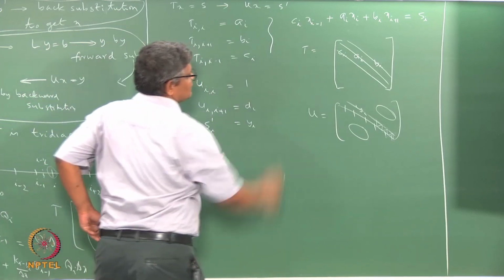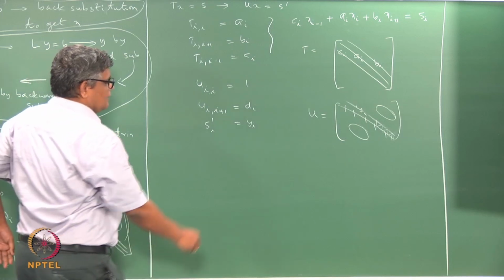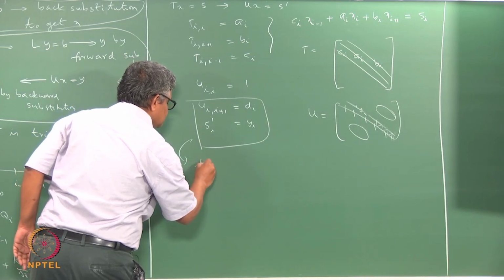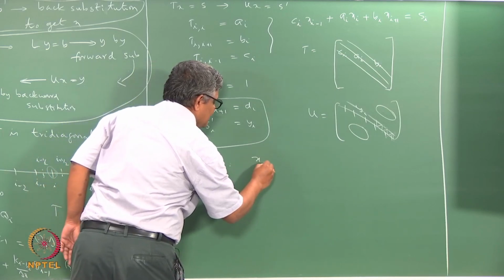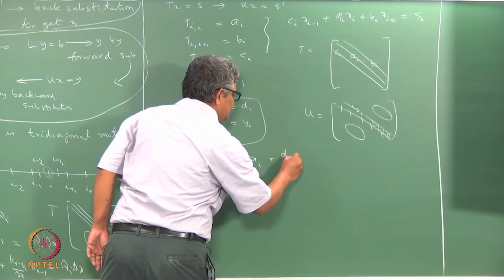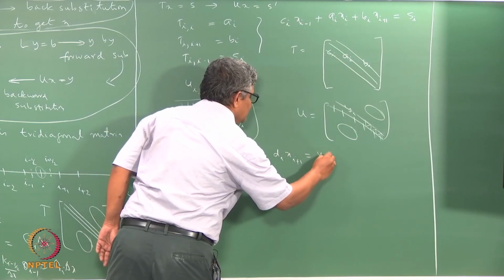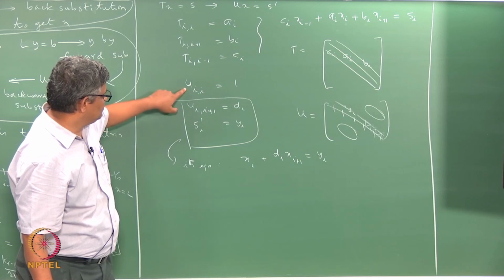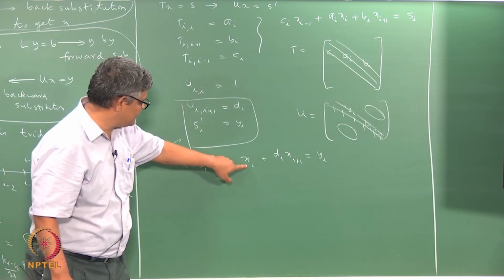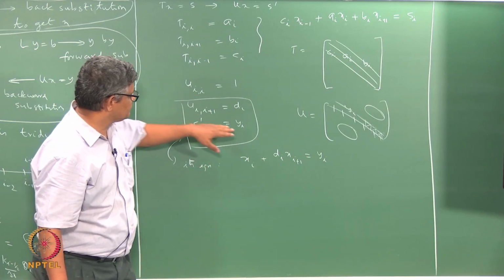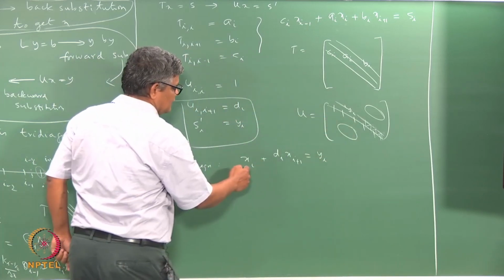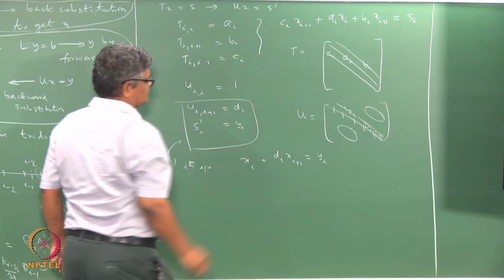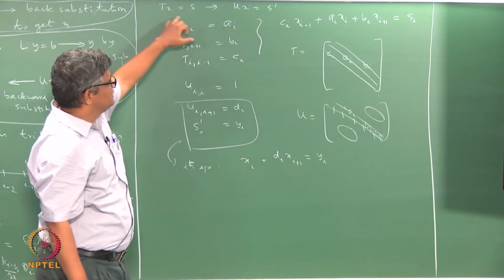So when we write an equation like this, the ith equation is written as xi plus di xi plus 1 equal to yi. Okay, because uii is equal to 1, in the ith equation you have xi and xi plus 1. So this is the ith equation in Ux equal to y, and this is the ith equation in Tx equal to s.